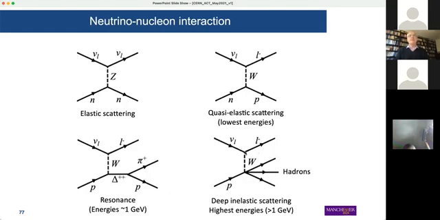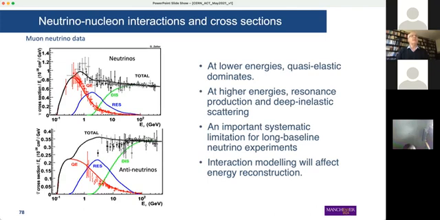And then, if you go to high energies, you can have what's called deep inelastic scattering, where you actually break up the proton and produce hadrons in the process.